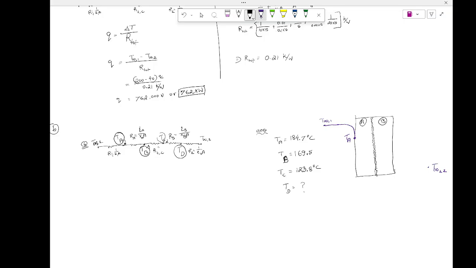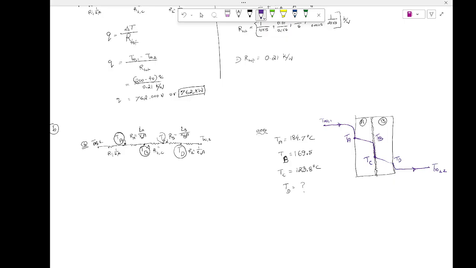In layer A, what is happening? The temperature is going to go like this, a straight line going down, because the temperature will always go down. Then at the contact resistance, it is going to drop down here. This would be your TB, and it goes directly down. This would be TC, and then it goes further down. This would be TD, and then it goes down again until it hits T infinity 2.